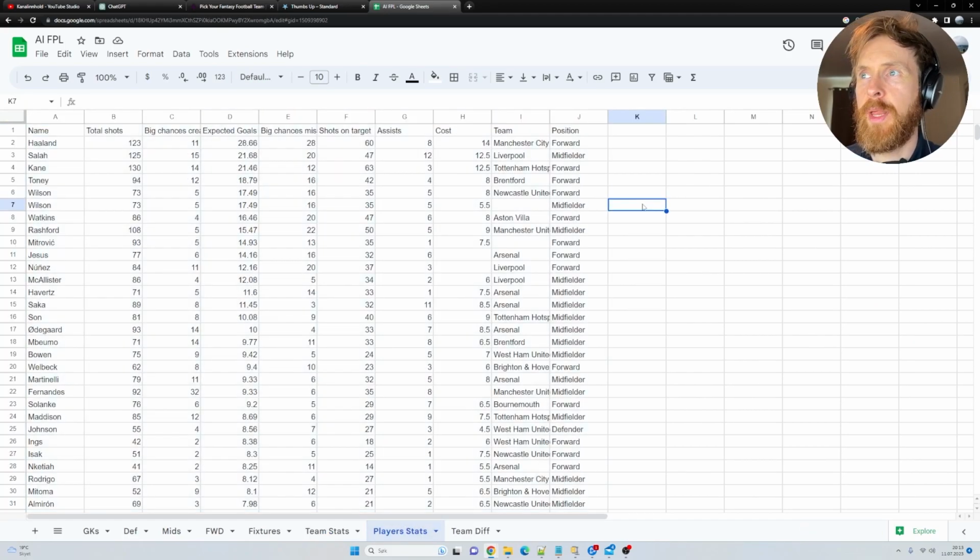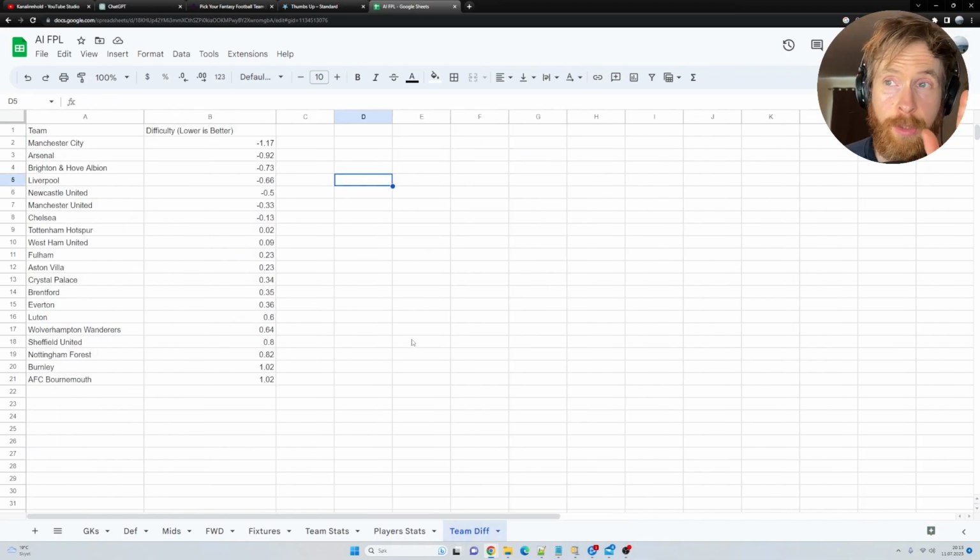We have done the same for players. You can see we have Erling Haaland first here with 60 shots on target, 28 big chances missed, xG of 28, big chances created. We have the cost, we have the team, we have positions. This is some basic player stats. And this dataset here was created by GPT-4.